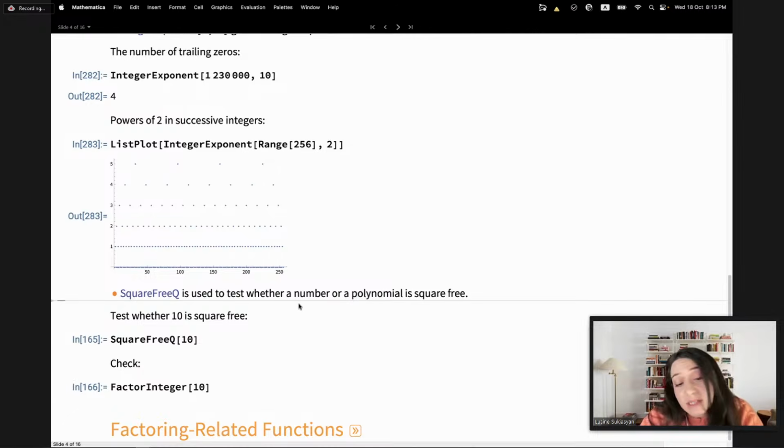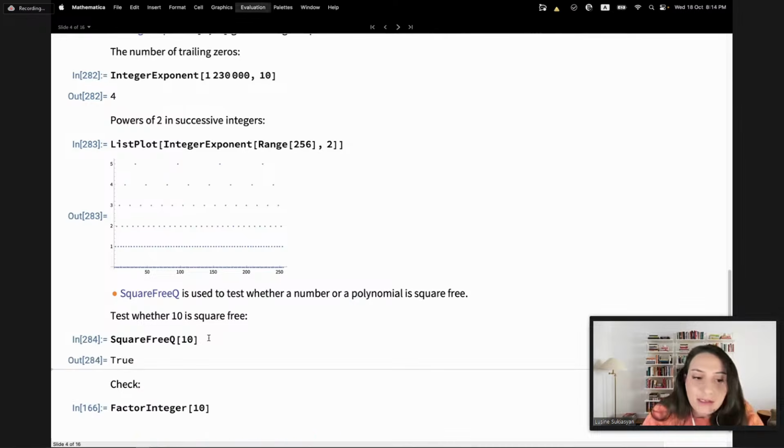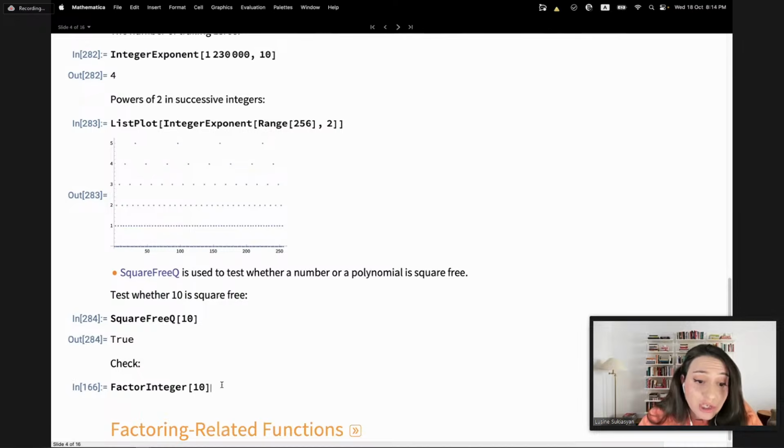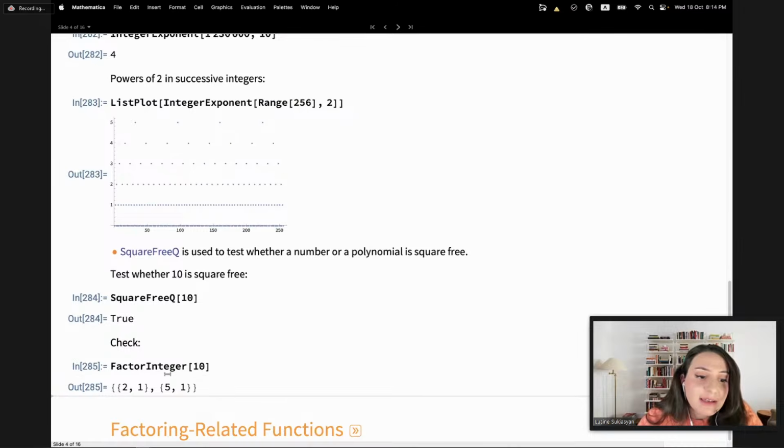The next function I want to talk about is SquareFreeQ, which is used to test whether a number or a polynomial is square-free. For example, we can test that 10 is a square-free number, and we can check by doing this, because you see it's just 2 to the power of 1 times 5 to the power of 1. There are no squares here.